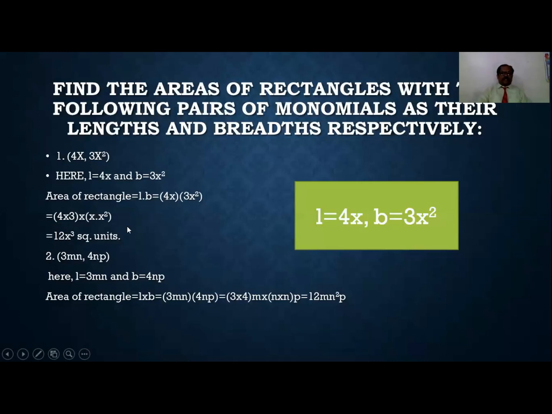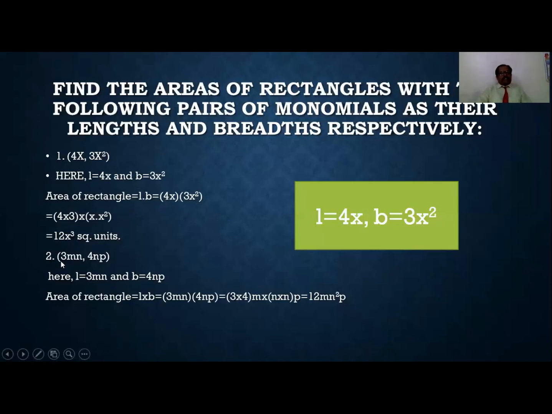So finding the product or multiplication of monomial with monomial, that is the multiplication of two monomials, will give us the area of a rectangle, taking those monomials as the dimensions of the rectangle. In this way, whatever product we have will be nothing but the area of the rectangle, taking the given monomials as the length and breadth of the rectangle. So in this way we can find the area of a rectangle.